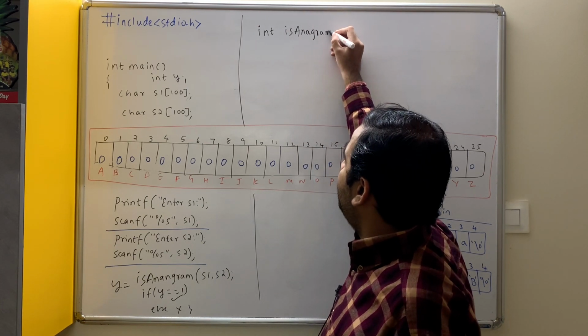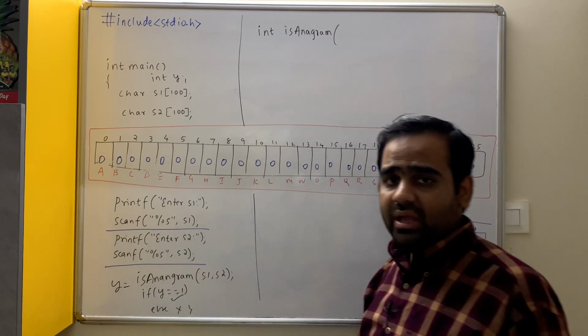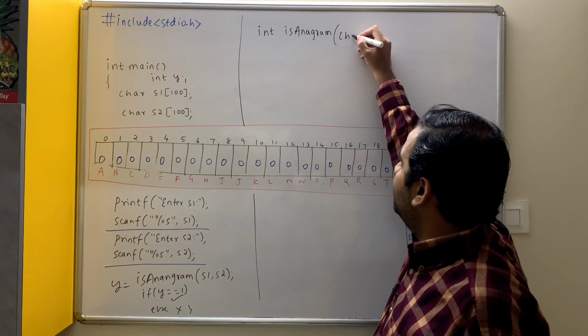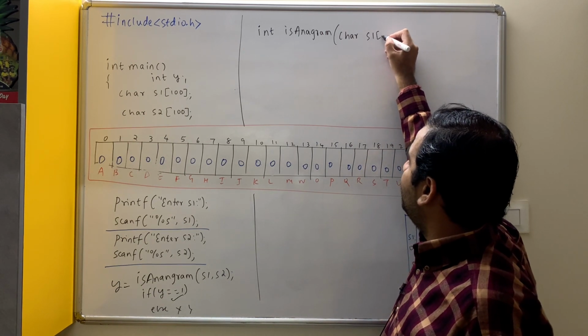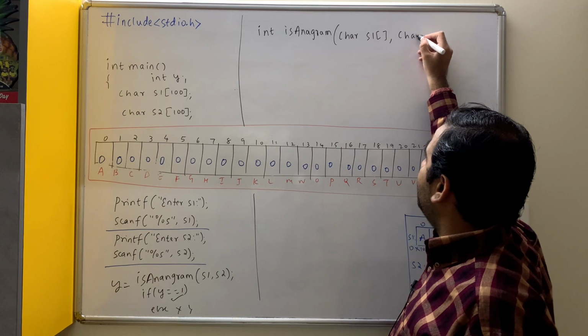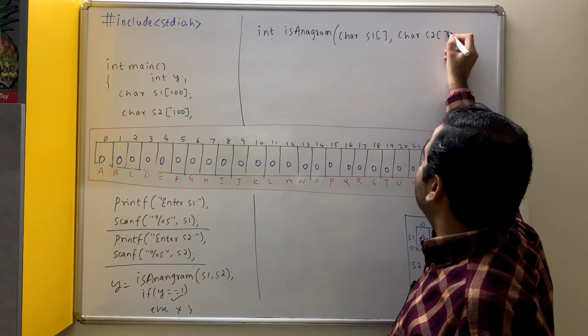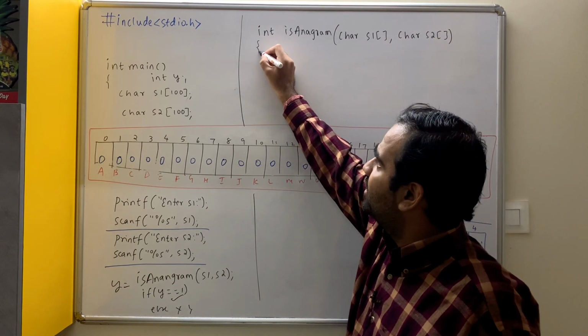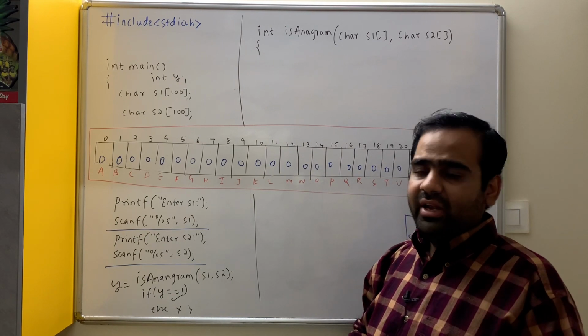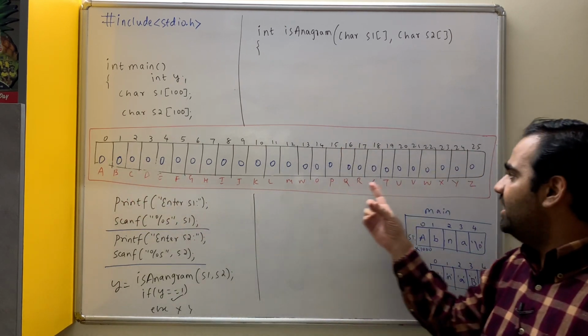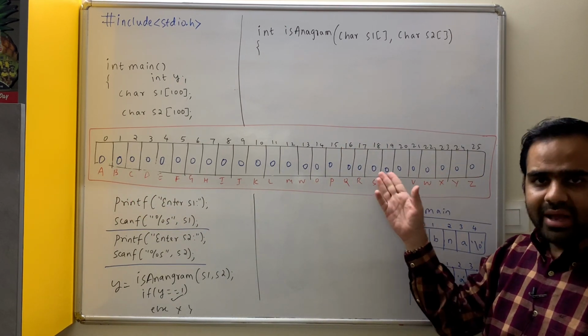What is the first parameter? The first parameter is a character one-dimensional array. Therefore we say char S1 of. The second parameter is again a character one-dimensional array, and I say char S2 of. Now what do we need? We need an integer array. Here I will store the count.